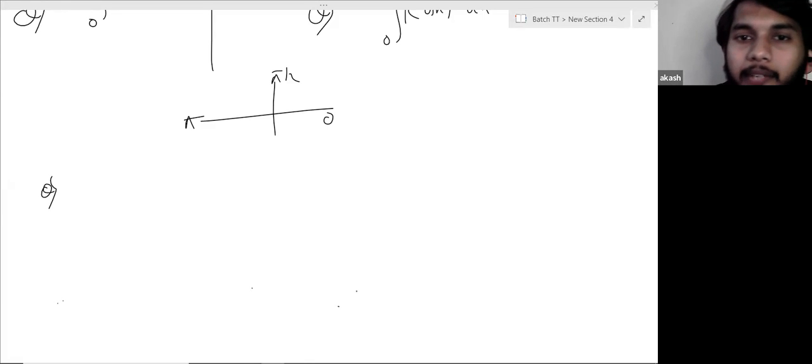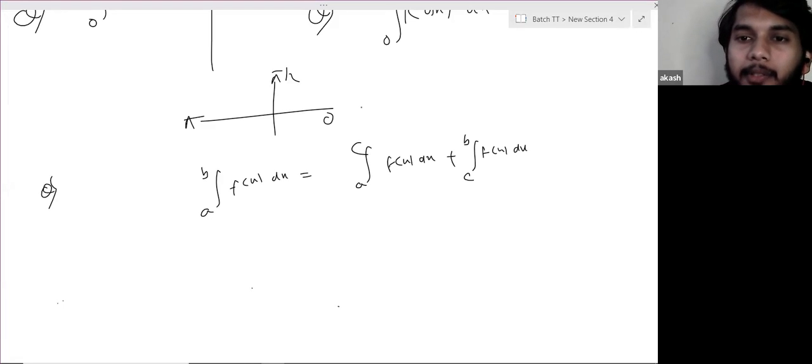All right. Everyone has revised everything we did in the last class. Definite integration, properties of definite integration. If you have integration a to b f of x dx, then you can break it down into a to c f of x dx plus c to b f of x dx, right? Everyone remembers this? All right. Write down a question on this.